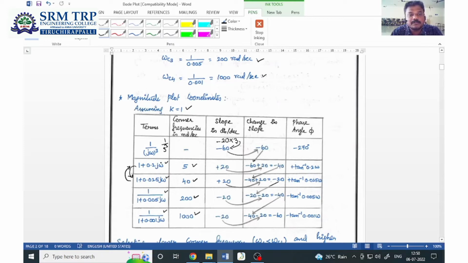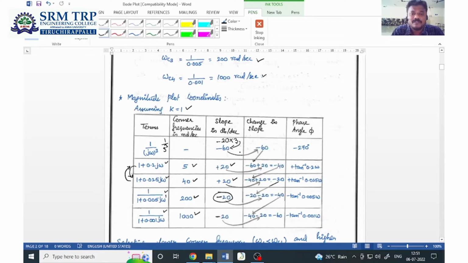Similarly, in this term, s is present in the numerator and the degree of s is 1, so directly I have taken plus 20. This term also has s in the numerator with power 1, so plus 20. In the fourth term, s is present in the denominator and the degree of s is 1, so minus 20. Here the s is present in the denominator, so that is why I have taken minus. Similarly for the last term, minus 20. This is how the third column should be built, and then the fourth column, the change in slope.